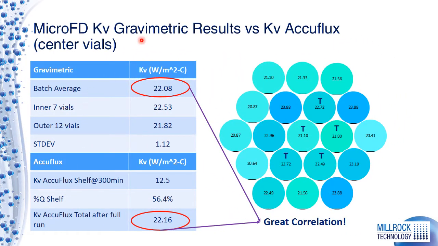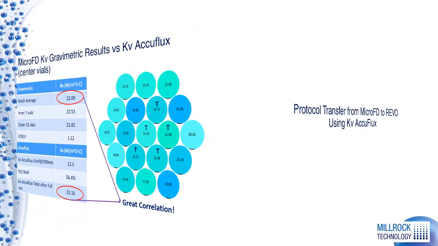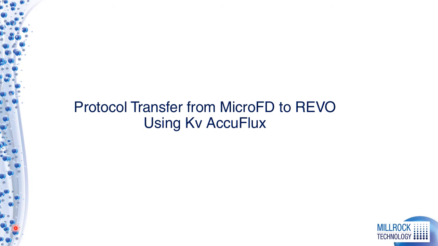If we compare the Kv gravimetric results to Kv Accuflux, we get Kv gravimetric readings of 22.08. We use Accuflux, we got 22.16. Extremely good correlation between Kv gravimetric and Kv Accuflux, which means Kv Accuflux can be used in place of the labor-intensive gravimetric readings or gravimetric process. So we've shown two things. First is develop a protocol that is very similar to the center vials on a larger freeze dryer, and second, can be used to determine Kv for that product, which can be used for transfer.